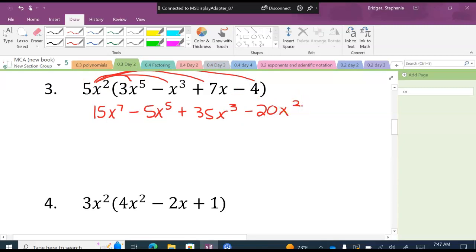Do I have any like terms that I need to combine? No. Do I need to rearrange it, or is it already standard? It's already standard, so that's all I have to do there.